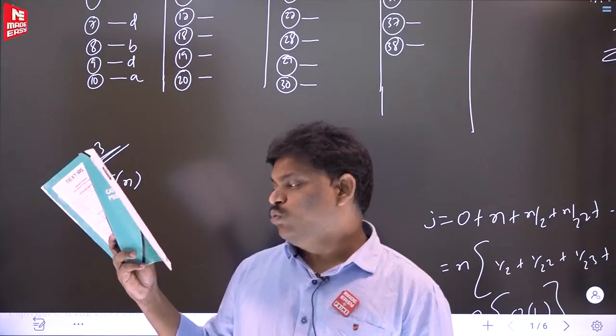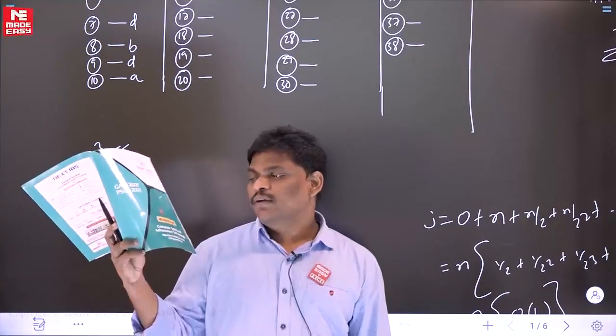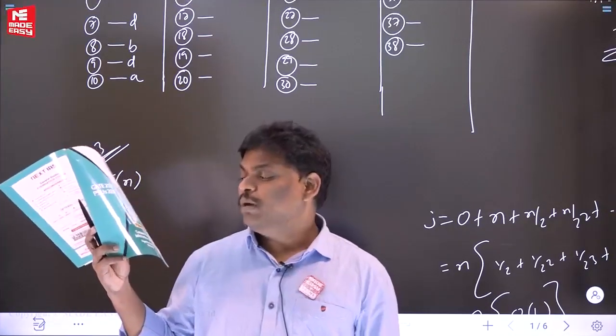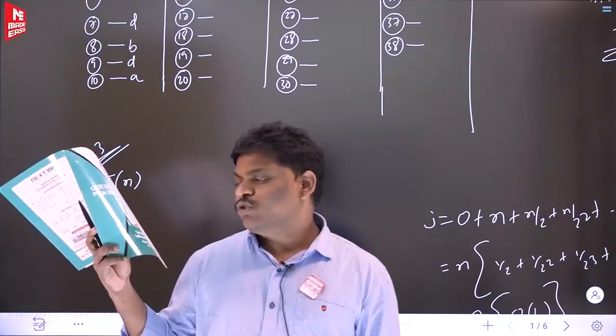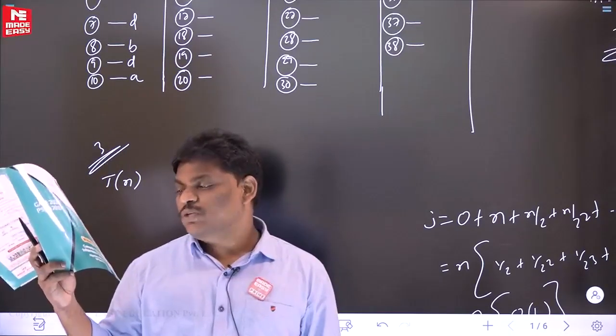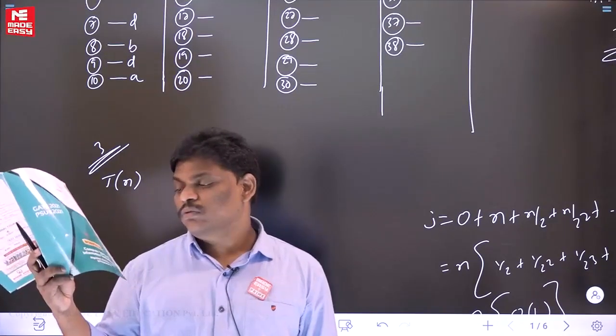Loop is going on 2 to root n times. Right? So if at all assume that given number is a prime number, then what is the answer? One factor also will not be there. This loop will repeat root n times. Suppose assume that n value is 50. What is the answer? 50 modulo 2, 0.